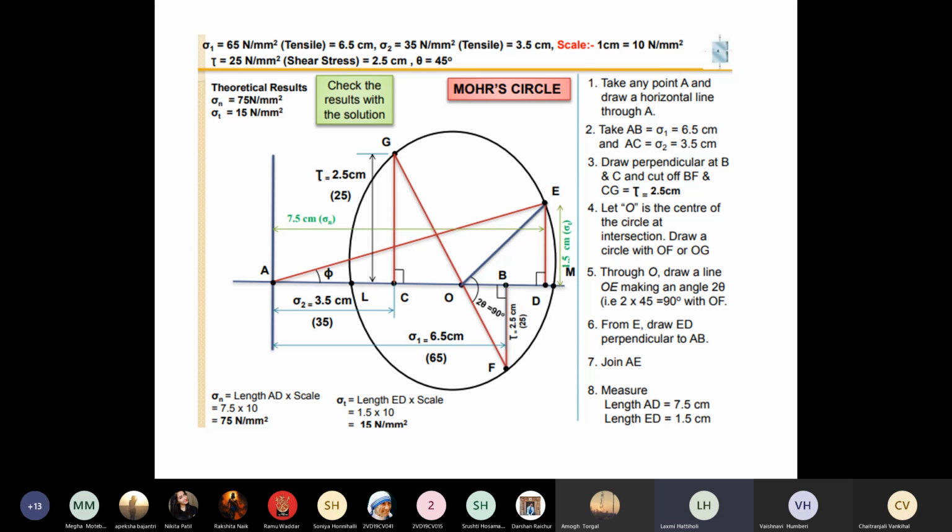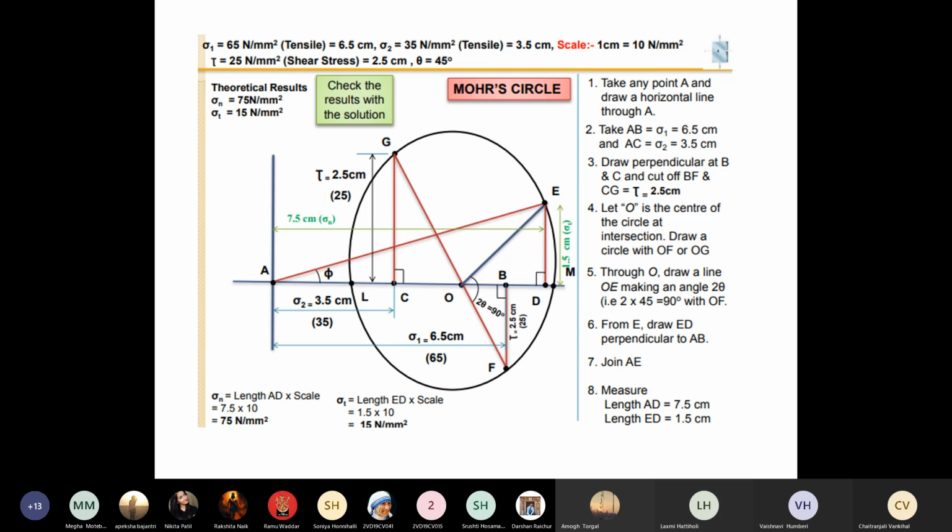How is it 6.5? How did I take 6.5 centimeter? Because your sigma x is 65 Newton per mm square, and our scale is 1 centimeter equal to 10 Newton per mm square. So 65 divided by 10, you will get 6.5 centimeter. So A to B, take it as 6.5 centimeter.